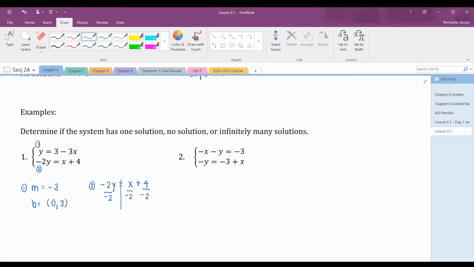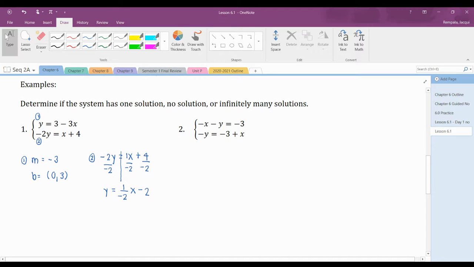So I divide everything by -2. That gets me the y by itself. Technically, there's a 1 with that x. 1 divided by -2 is going to stay a fraction. I'm just going to then keep it as -1/2. X is still with it. And then notice that 4 divided by -2 is -2.